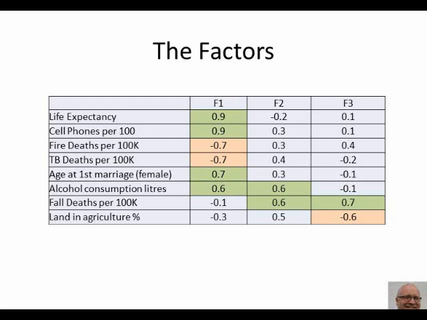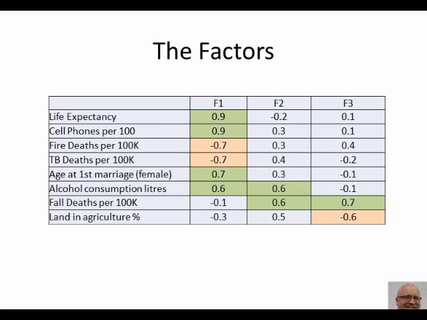The second factor is positively correlated with alcohol consumption and positively correlated with falls. And that looks to be a fairly persistent relationship. Bear that one in mind because it's probably worth investigating some more later on. The third factor is positively correlated with falls and negatively correlated with land in agriculture. But the problem with that solution is that factor 2 and factor 3 don't have any really strong numbers.